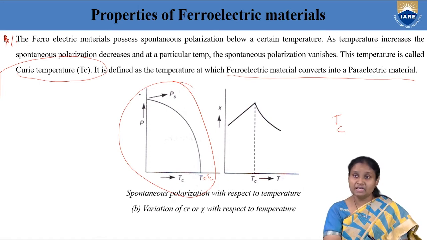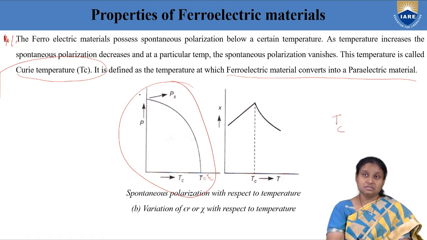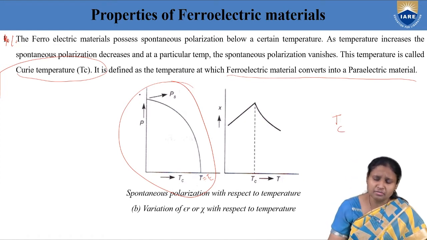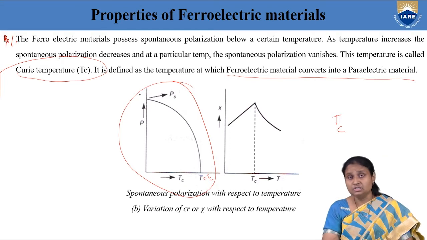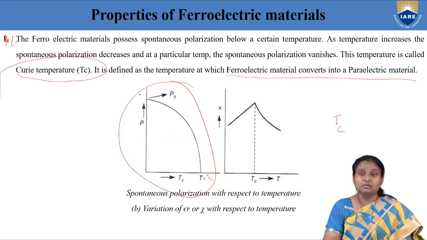What exactly is a paraelectric material? In a paraelectric material, of course, when we apply an external electric field, it will undergo polarization, but it does not possess any spontaneous polarization. So that's why at T equal to Tc, called the Curie temperature, there is a transition of the material from ferroelectric to paraelectric. This is the first feature exhibited by a ferroelectric material in terms of its spontaneous polarization.